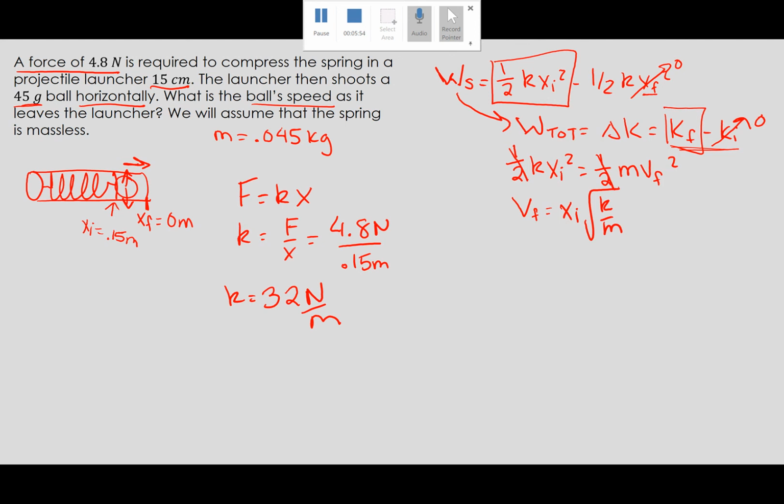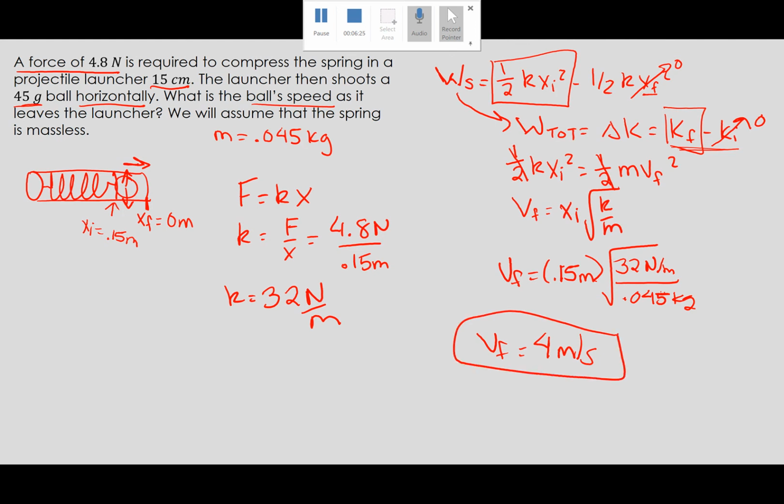All right, so now we have everything that we need. We can go ahead and plug everything into our speed equation. Our speed is equal to my amount of stretch or compression of 0.15 meters times the square root of 32 newtons per meter divided by 0.045 kilograms. From here, when I plug everything into my calculator, I do get an answer of 4 meters per second. All right. So that is the answer for this particular problem.